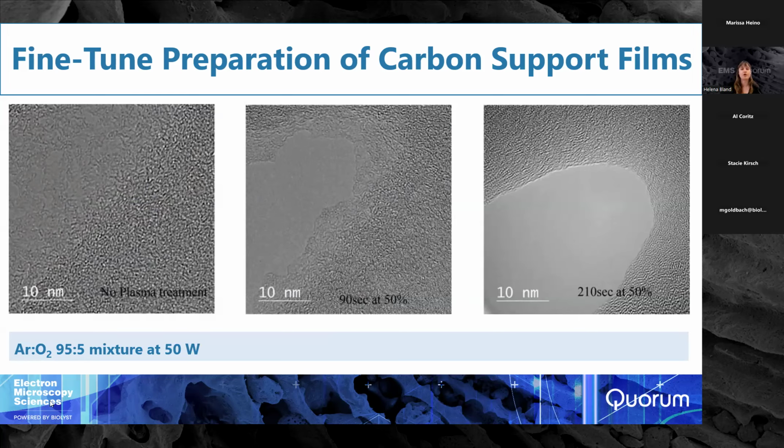So with this carbon-coated grid, we can see that with no plasma treatment, we have this carbon film on the top. And we can actually etch away that carbon film gradually using a mixture of argon and oxygen plasma at 50 watts. You can see after 90 seconds, we're starting to etch away the top of that film. And then further, we've completely etched away part of this film.